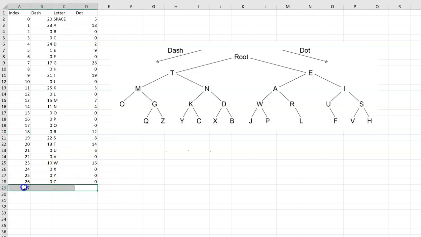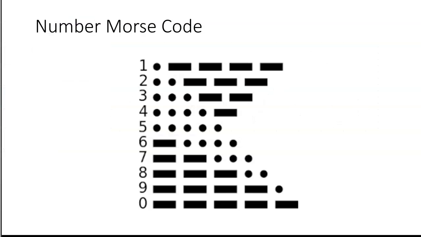Now, one of the tasks I'm setting as a little extra is to add all of the numbers 0 through to 9 to this tree. Obviously you need to know what the Morse code for that is. As you can see, it is a pretty simple system.